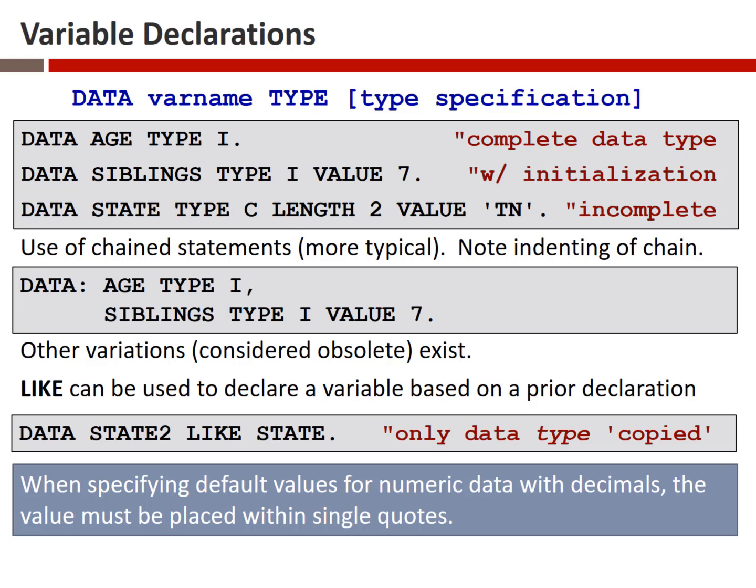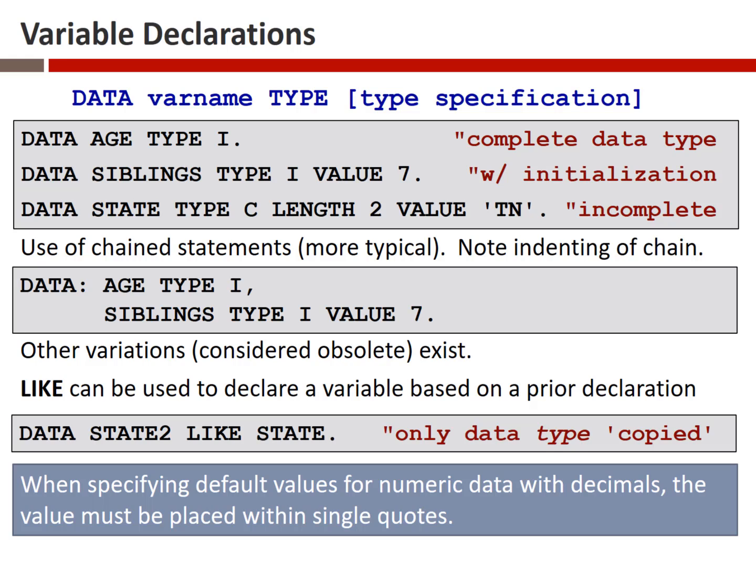So the rule we want to follow is, with incomplete data types, even though you might say, well, I do want a C of length 1, go ahead and put that in explicitly, length 1. Never rely on the default lengths for incomplete data types, because most of the time it's an error on the developer's part when they do that.